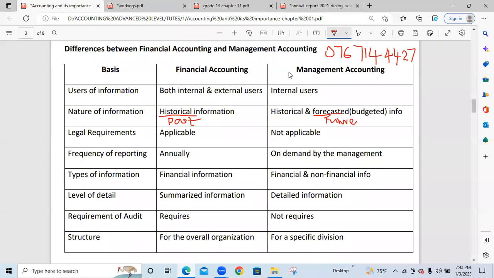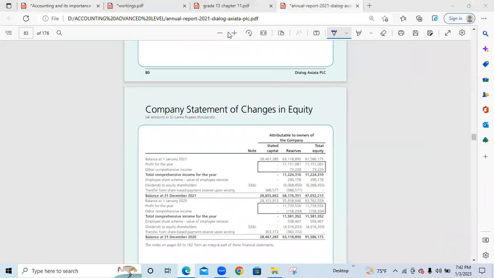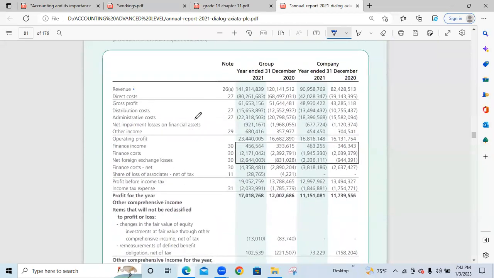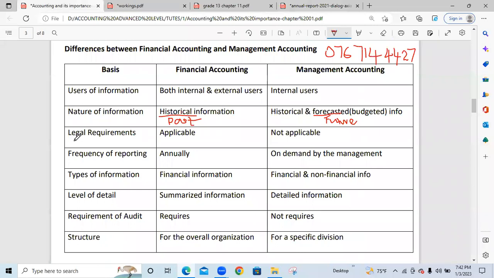So financial accounting always talks about the past. Whatever happened in the past, if you take the Dialog annual report, they have given you information about what occurred in the past. They will never tell you what their profit will be in the future. They will tell you what the profit was in the past. Revenue means sales income. They have given you the sales income for the current year and the last year. They don't give you the future, they give you the past. So current year 2021 and last year 2020. You will tell your stakeholders, this was our last year profit, this was our last year asset value, this was our last year liability. So you will give past information.